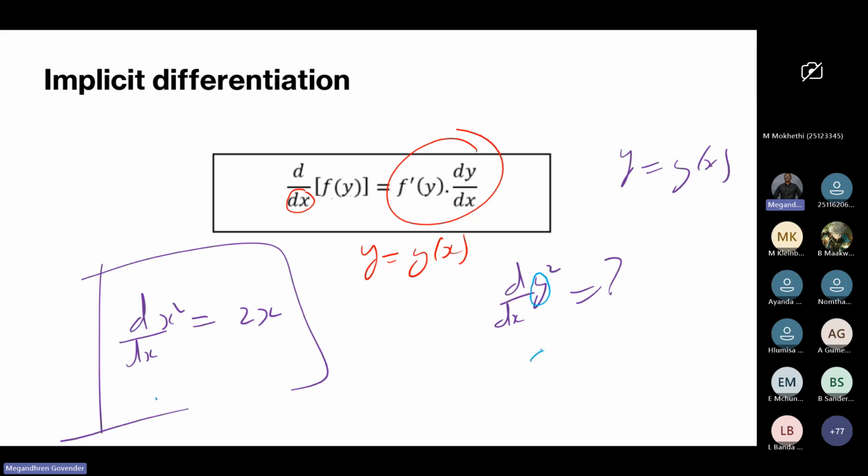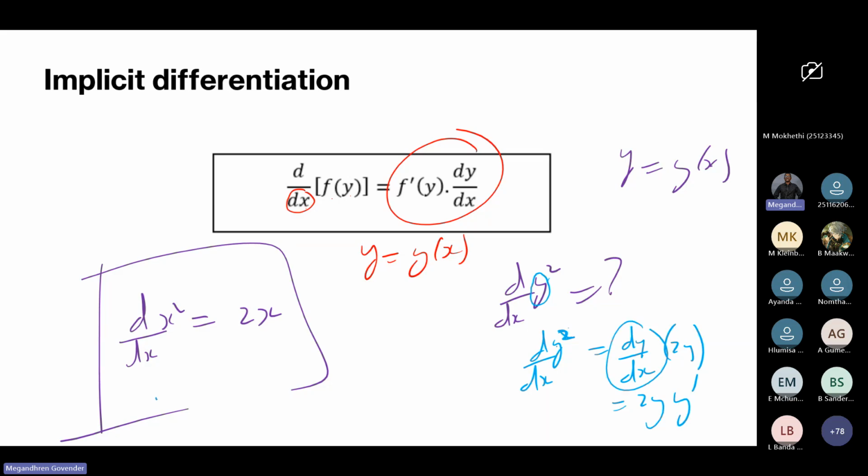We're using the chain rule. Watch this. Of y squared, what we have to do is differentiate the inner function. The inner function is y. So if I differentiate it, I will get dy dx. Now, what is the derivative of something squared? 2 times the something. That's right. It's just 2y, isn't it? So the derivative of y squared is 2y, and dy dx we write as y prime.